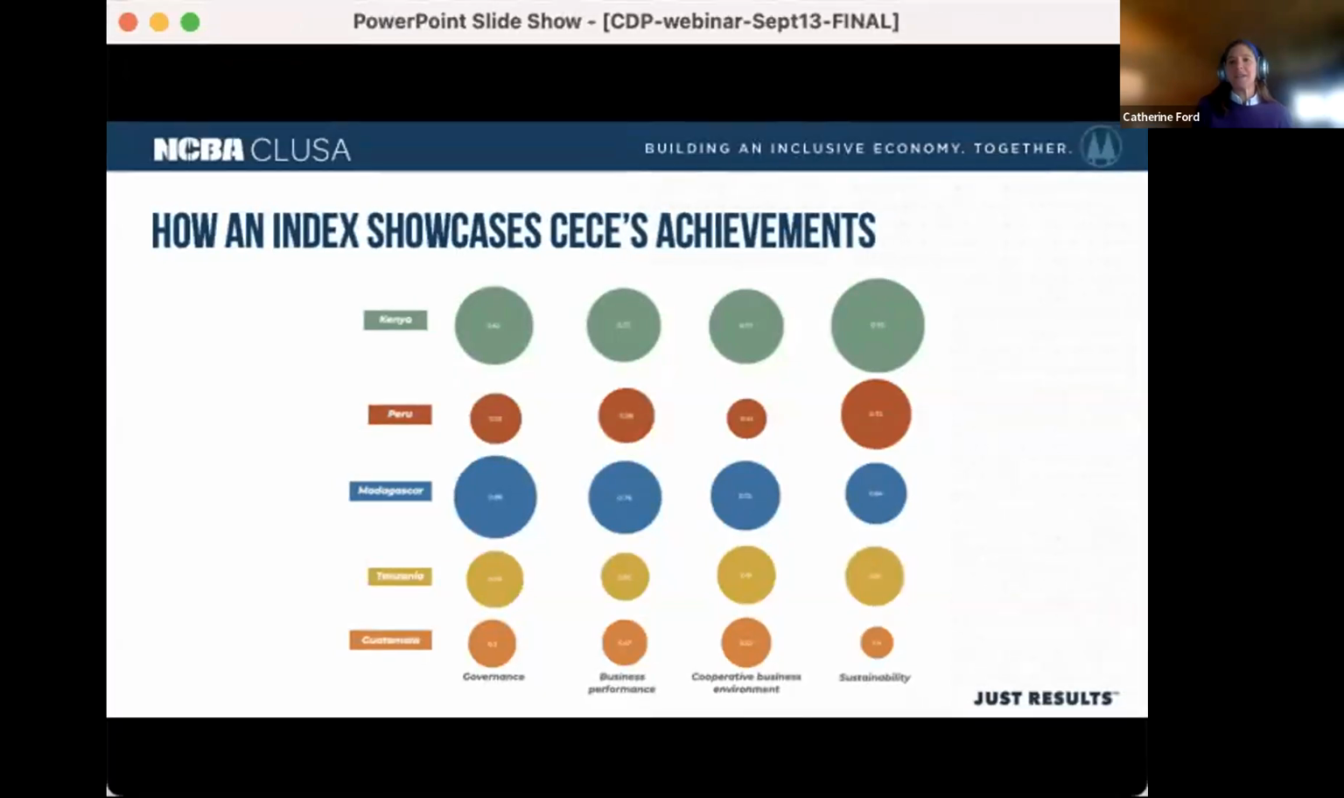So running this index for each country resulted in scores for each theme for each country and offered a comprehensive picture of the CECE project's achievements.